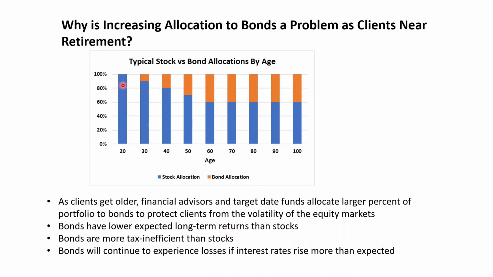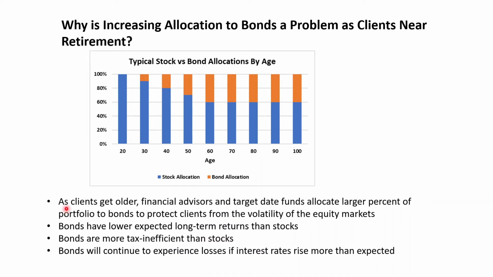Blue is again stocks, and orange is bonds. We can see that when you're 20, it's 100% stocks. At 30, it's about 90. At 40, about 80. So you can see the stock percentage is decreasing until you get into retirement. Around retirement, you're at about a 60% stocks, 40% bonds portfolio.